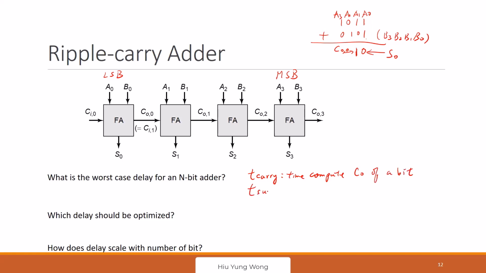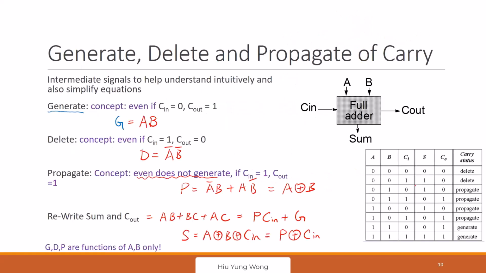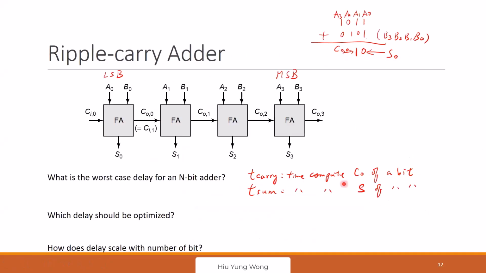Another is T sum, the time to compute the S of a bit. There are different circuits, you will see that later. At least here, you already see that they have different logic: one is C out equal to this, one is S equal to this. So for each bit, it takes some time, I don't know, 100 picoseconds, 1 nanosecond, whatever. But how long does it take to finish it?